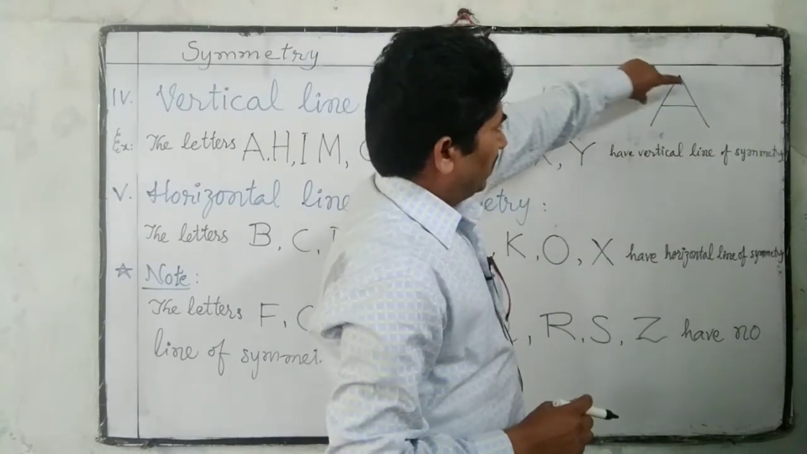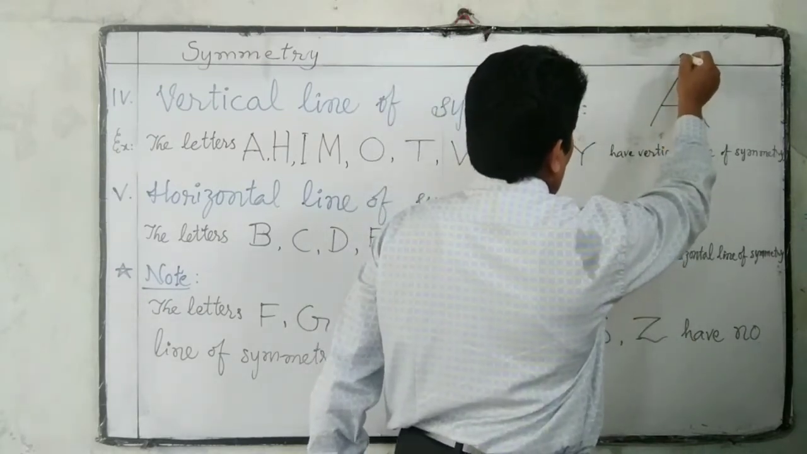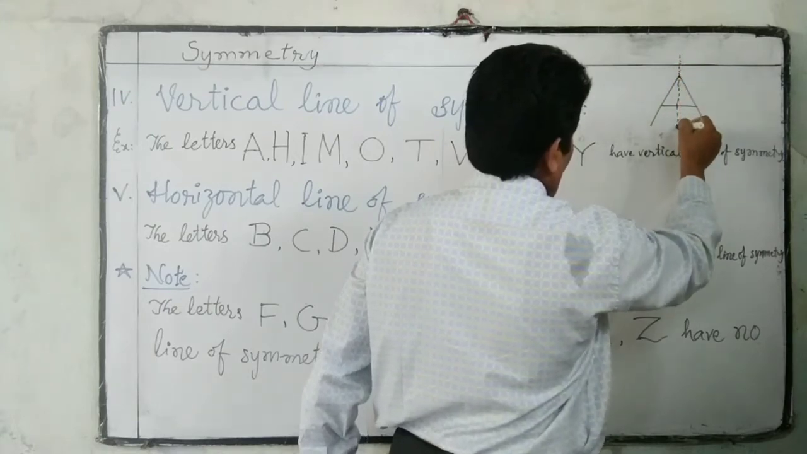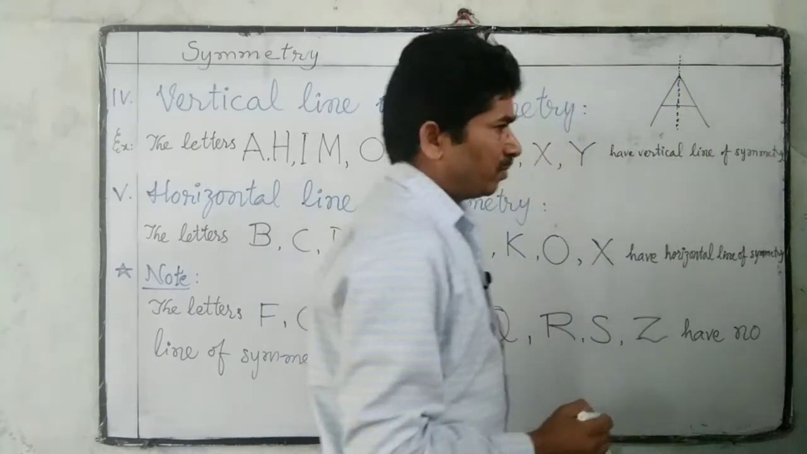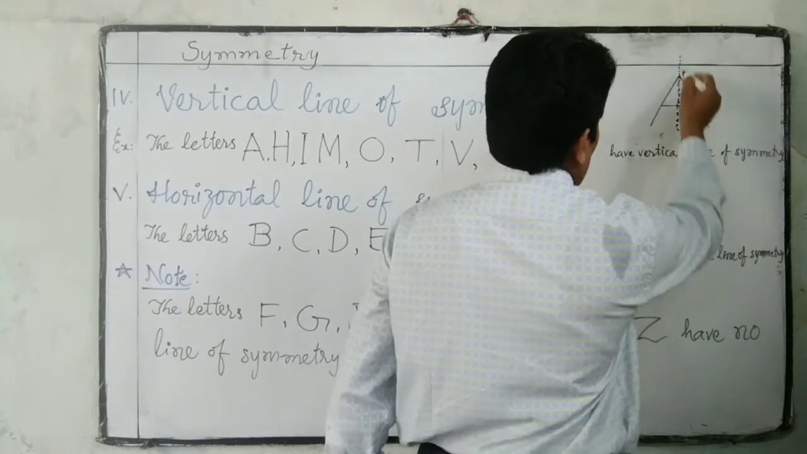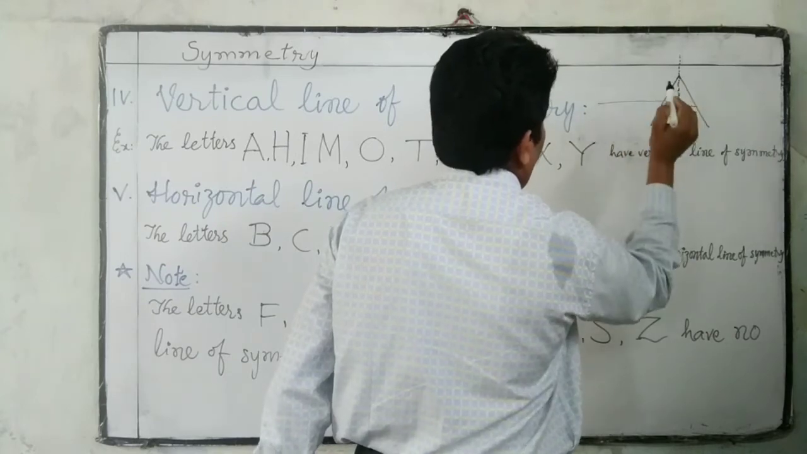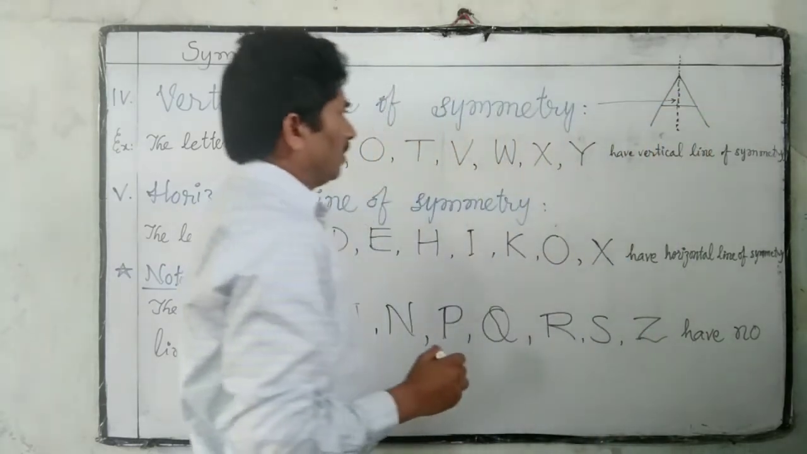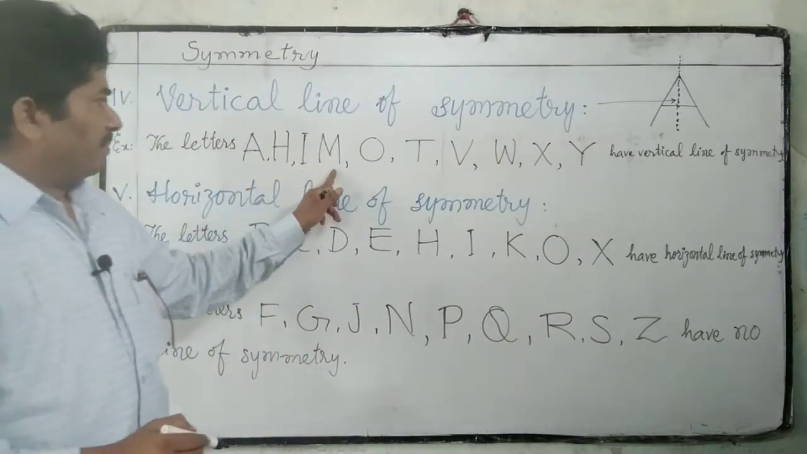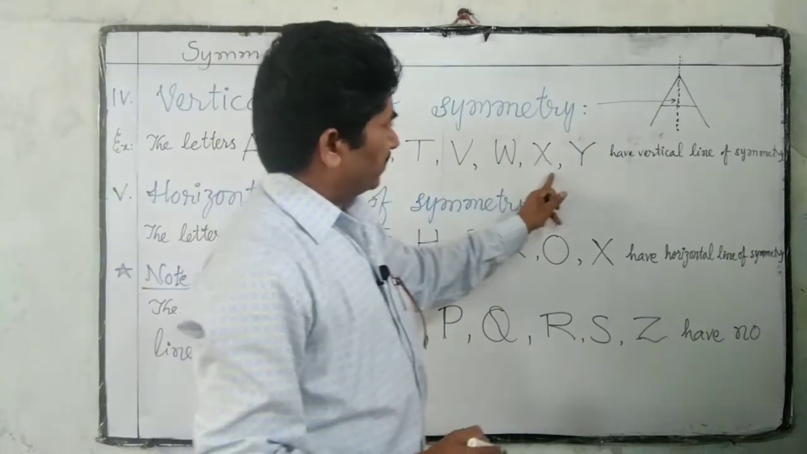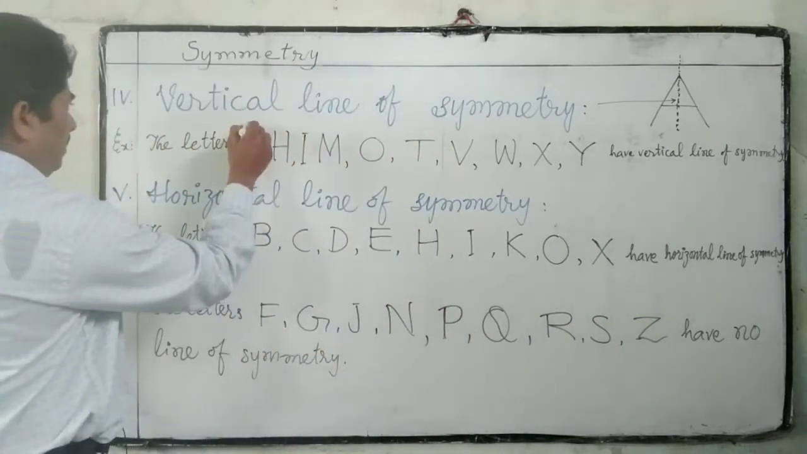So this is the letter A. In this, dividing from top to bottom, this is called the vertical line of symmetry. The letters A, H, I, M, O, T, U, V, W, X, Y have a vertical line of symmetry. Let us check once.